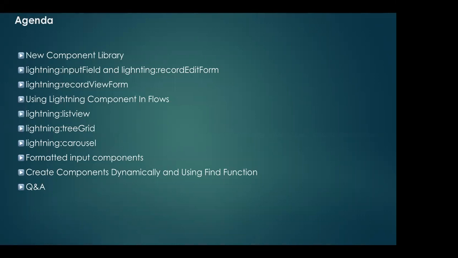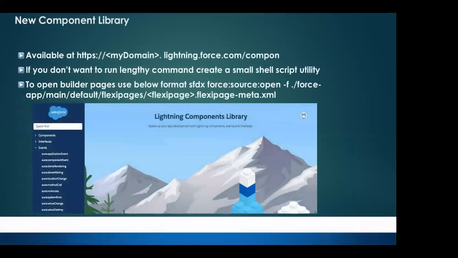We're going to take a look at some examples of how that can be achieved, and talk about some more base components, like list view, tree grid, carousel, and some of the formatted input components that Salesforce has. And at the end, we'll talk about how we can use this component framework to dynamically create markup on the front end, and how we use functions like find to find the proper DOM. Later on, I'll provide some references, and we'll have some time for Q&A as we go through this.